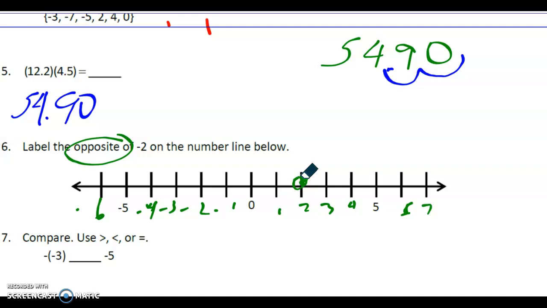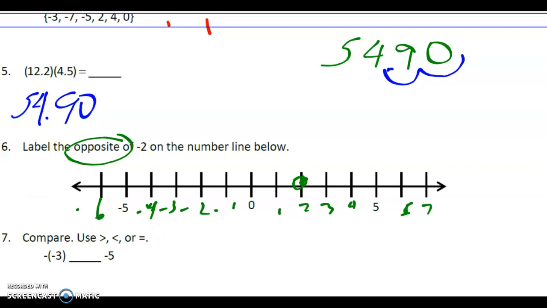Number 7, compare using greater than, less than, or equal to. So we already discussed the inequalities. The inequality that faces to the positive side of a number line is greater than. The inequality that faces to the negative side of a number line is less than. And of course, you know that the equal to symbol means they are equivalent.